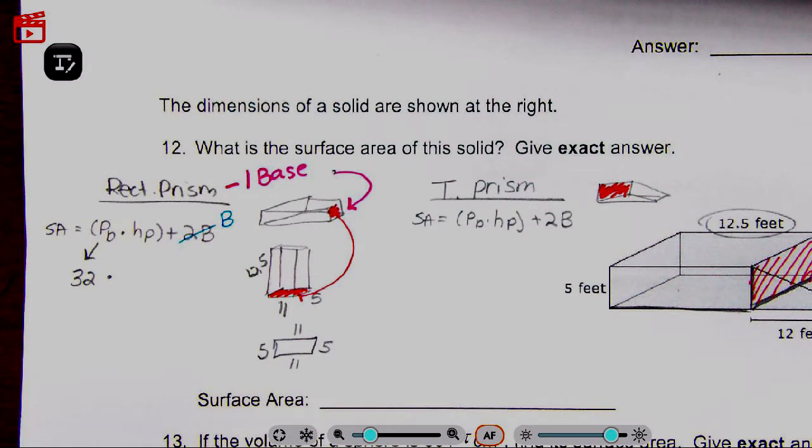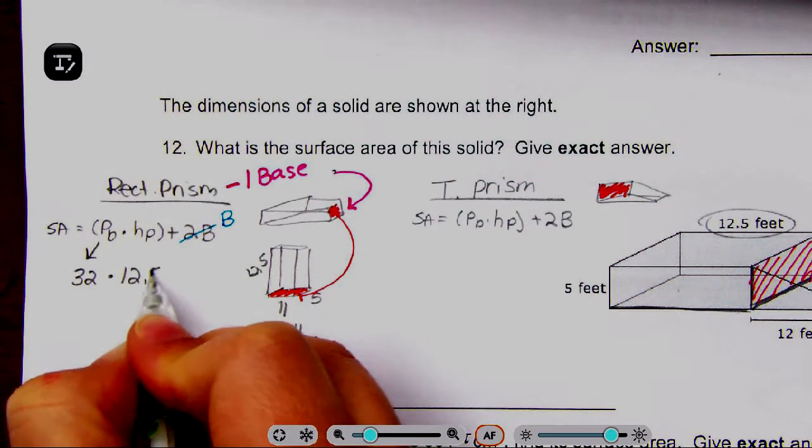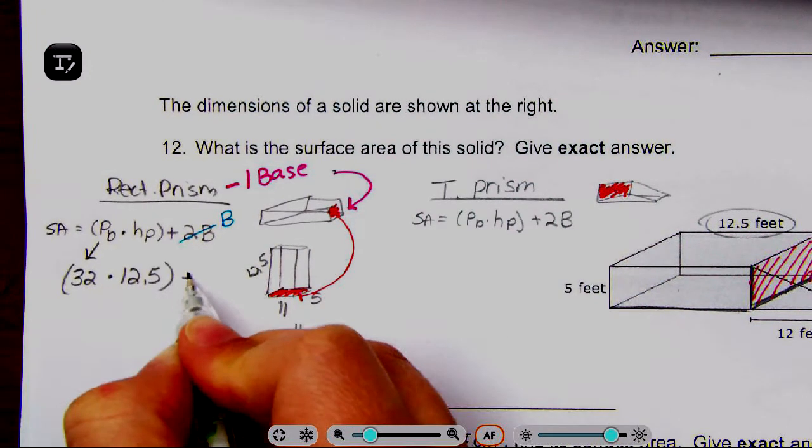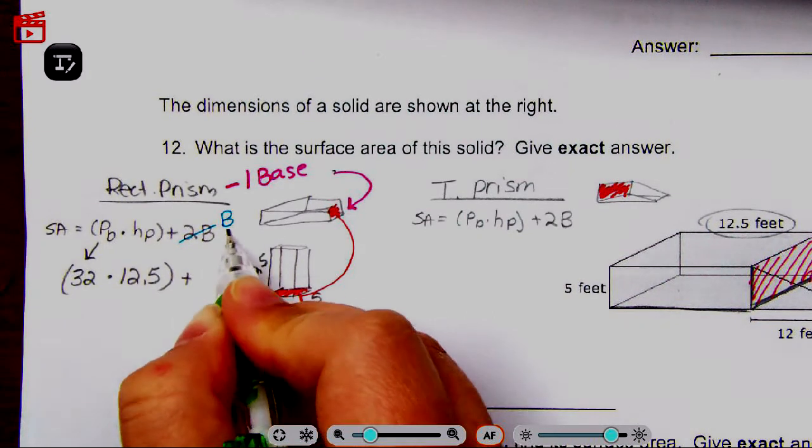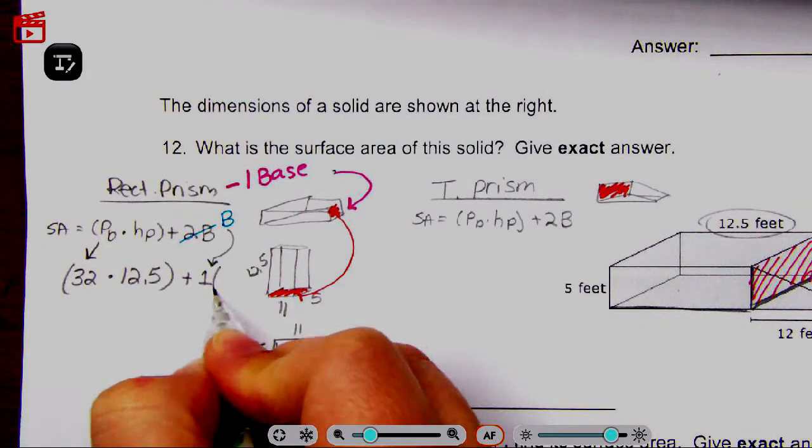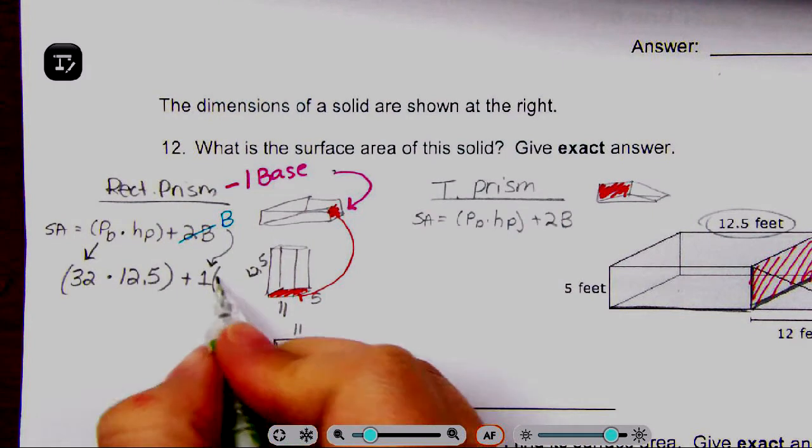Now what is my height of the prism? The height of the prism is 12.5. I am adding to that the one base area, just one, and that would be 11 times 5, which is 55.